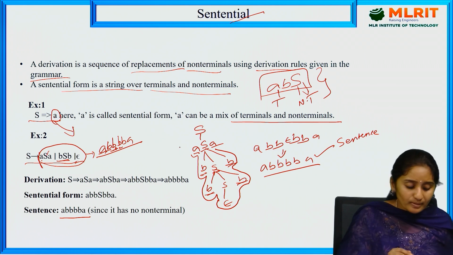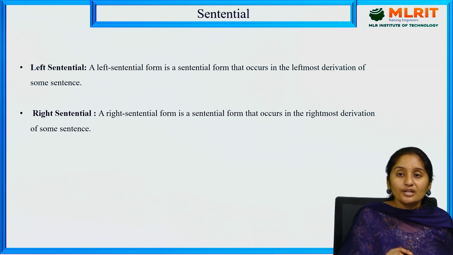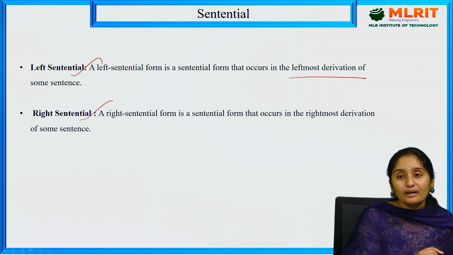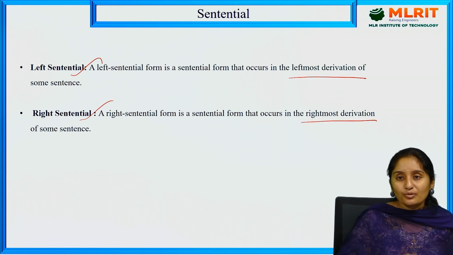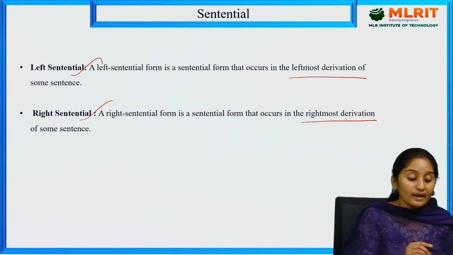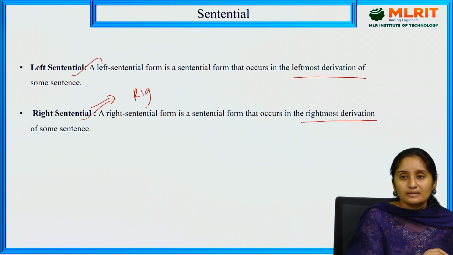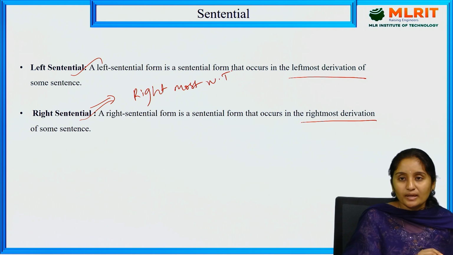A sentential form consists of terminals or non-terminals. The sentential form is divided into two types, left sentential form and right sentential form. The left sentential form occurs in the leftmost derivation of some sentences. The right sentential form occurs in the rightmost derivation, where we expand the rightmost non-terminals. That is the right sentential form.